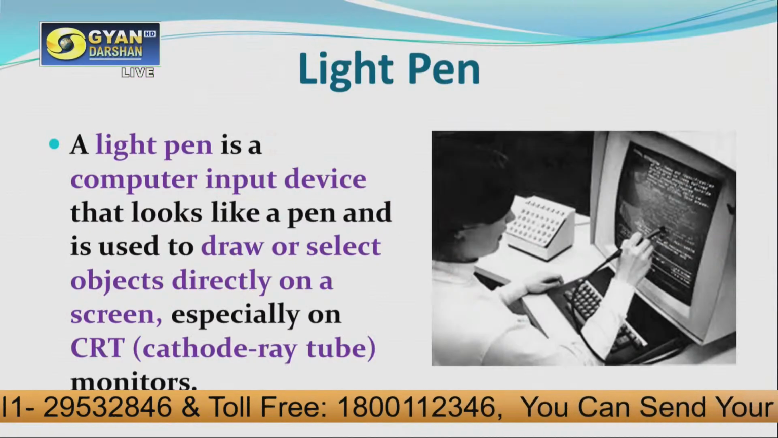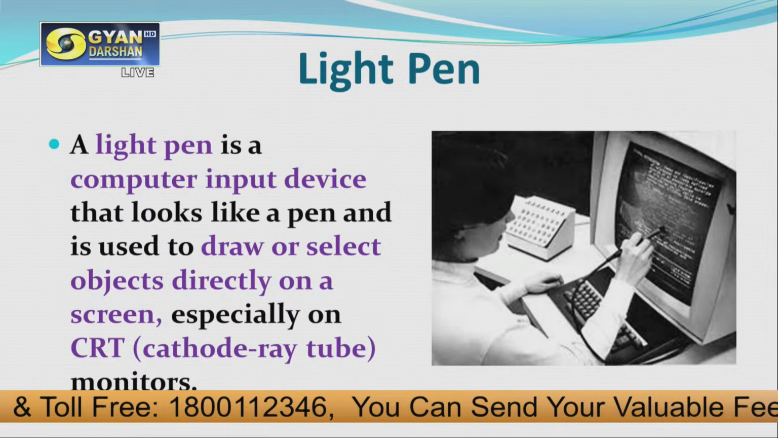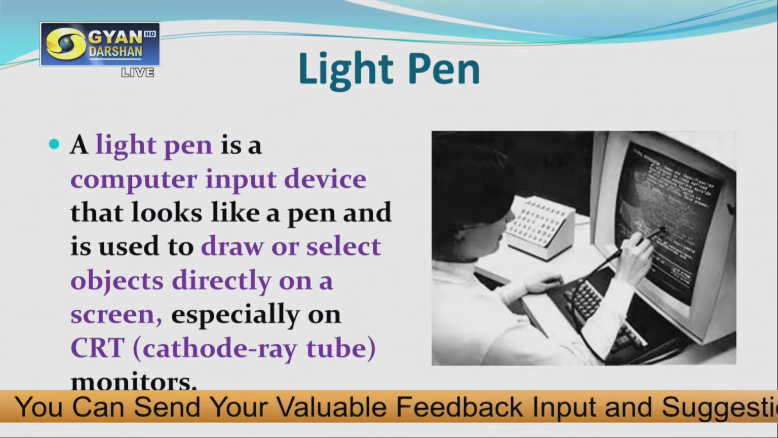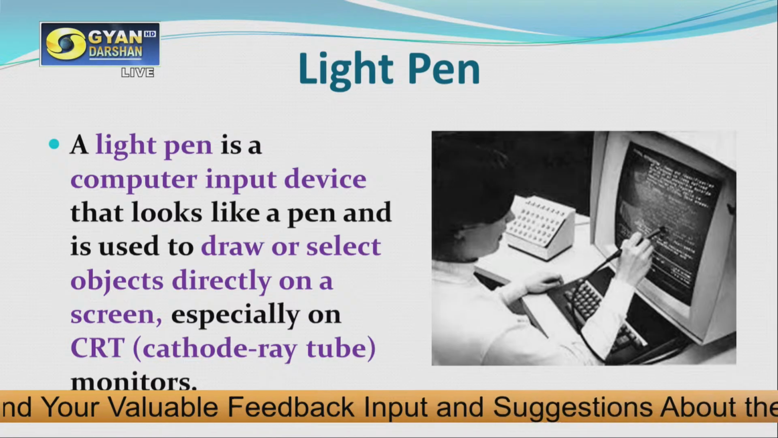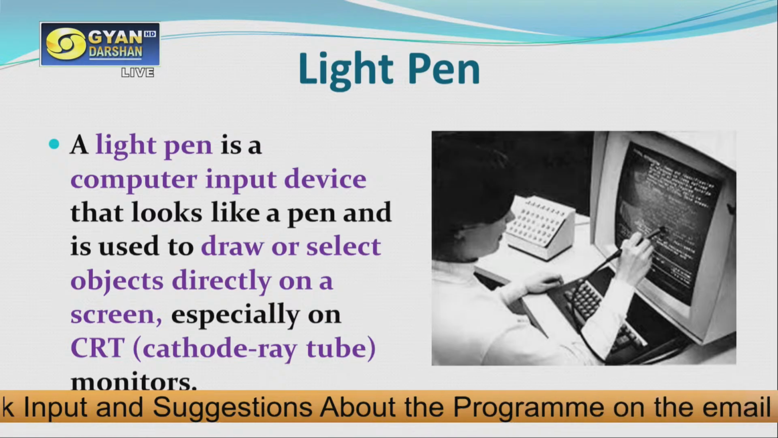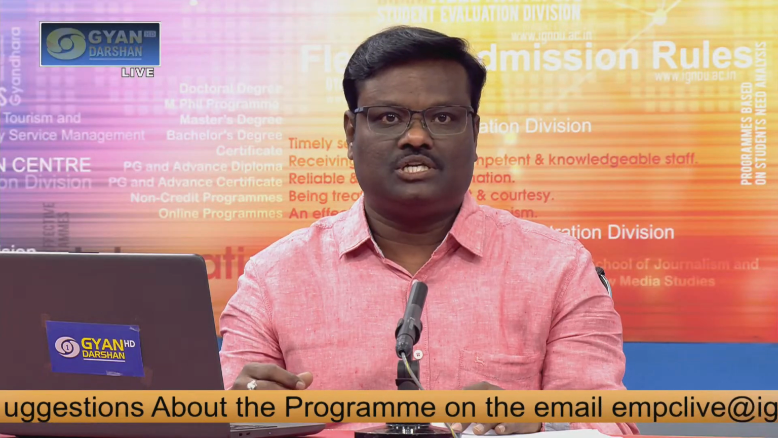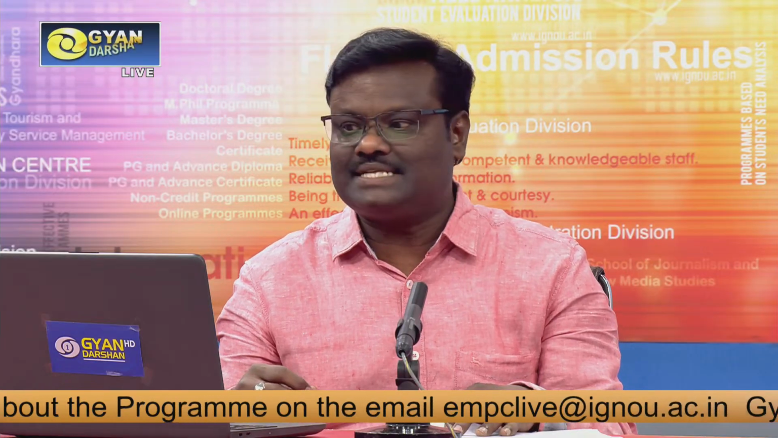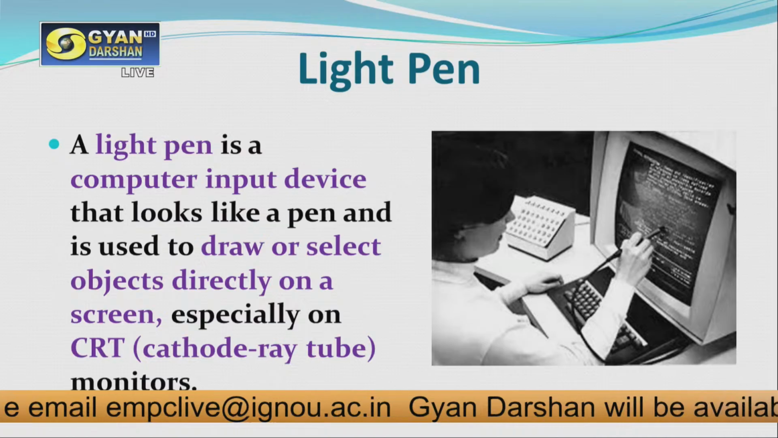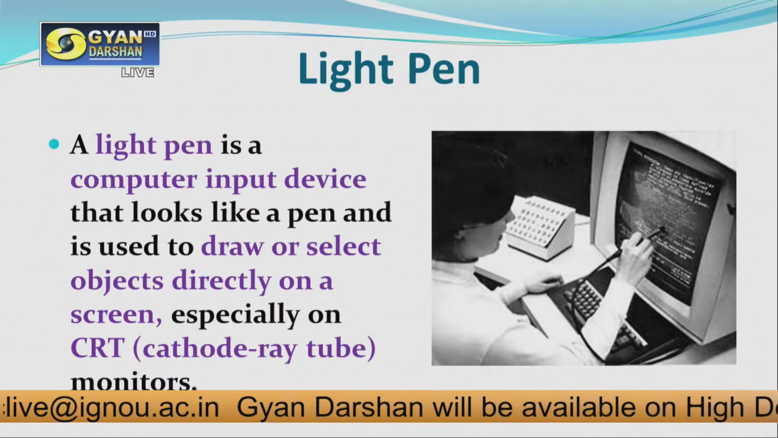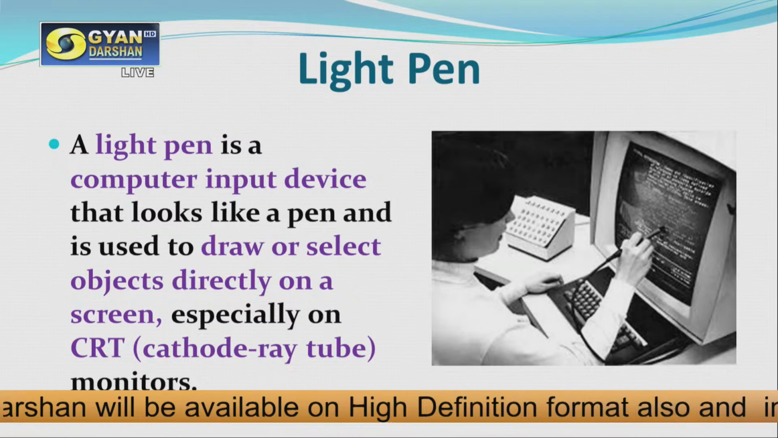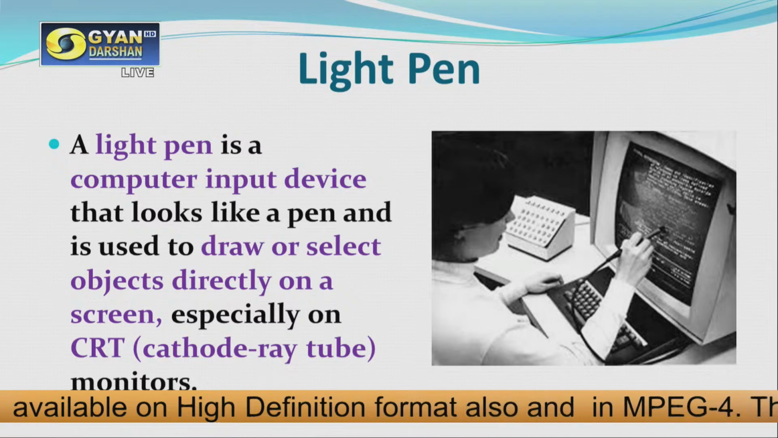There is another input device called the light pen. Suppose some freehand drawing needs to be given as input to the system. Those freehand drawings can't be done using any of the buttons available on the keyboard, or using the mouse. So there is a special device called the light pen, and this is a computer input device that looks like a pen and is used to draw or select objects directly.